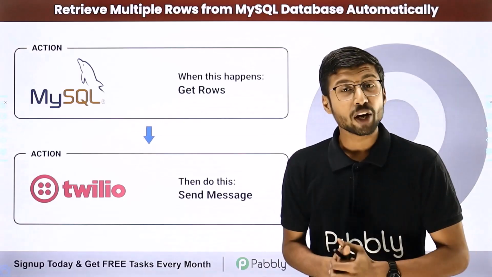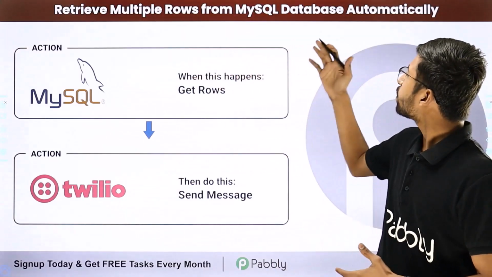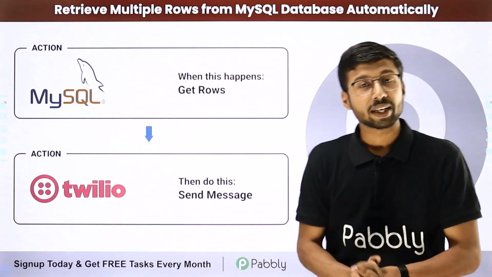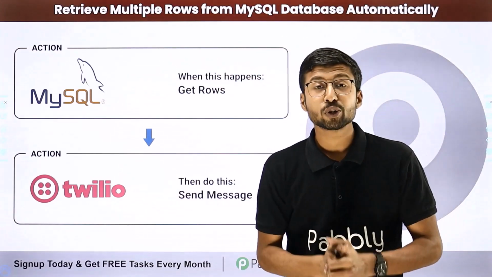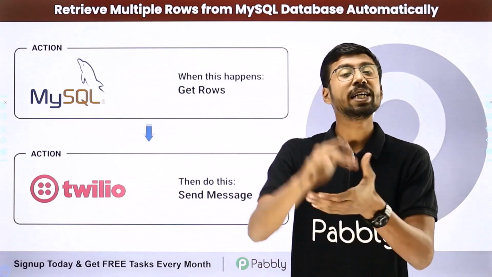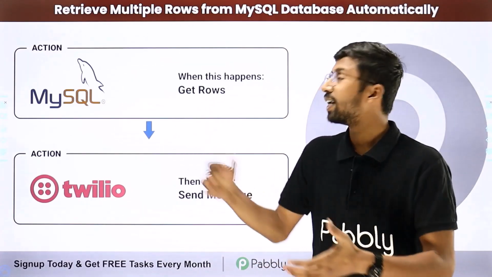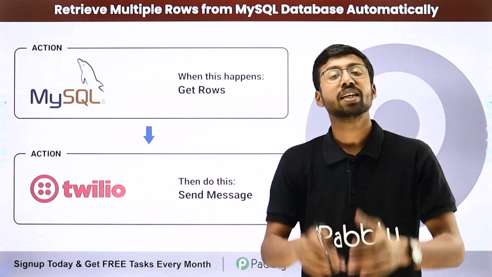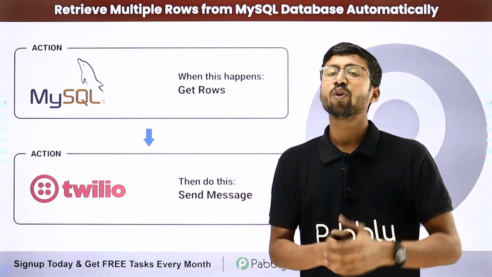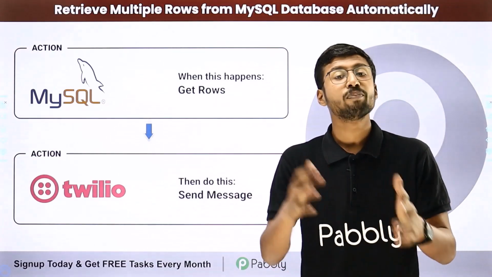So in this video, we are going to learn how to retrieve multiple rows from MySQL database automatically. I'm going to show you how you can get the data of multiple rows from your MySQL database into your Pabbly Connect workflow, and you can start setting up automation. We are taking a simple example of payment updates.